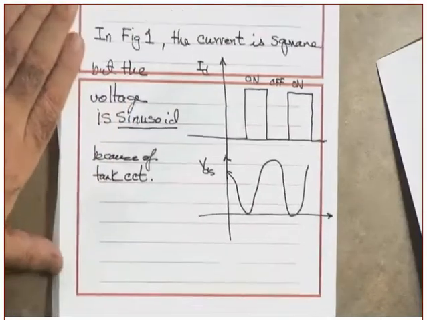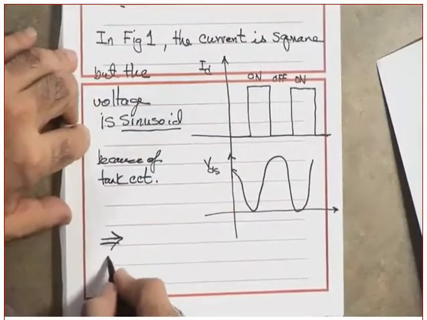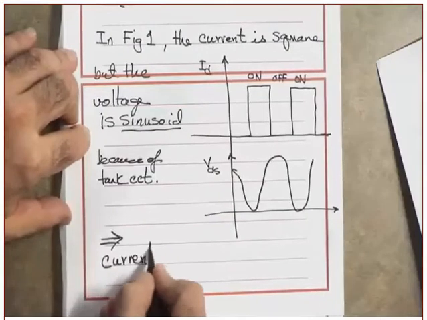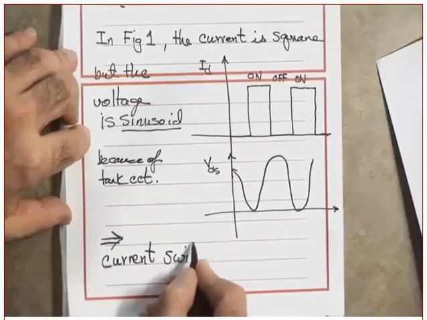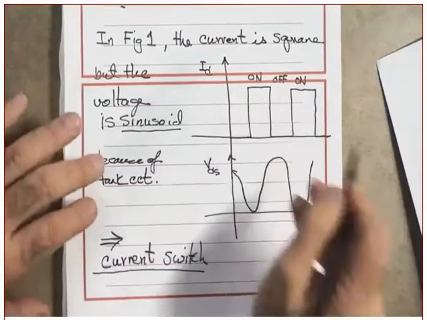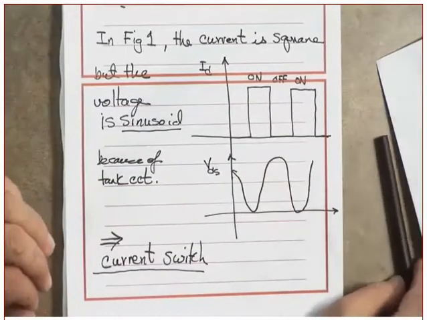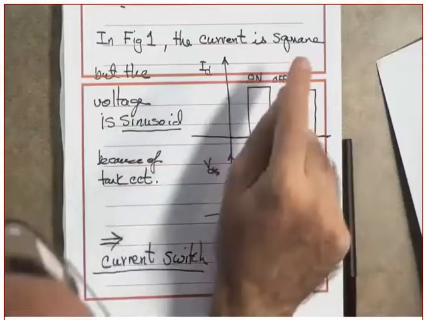Clear? What do they call it? They call it a current switch. Why a current switch? Because the current is still a square wave. Are you following me or not? Okay.